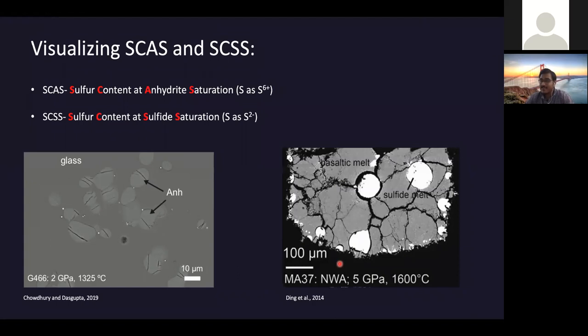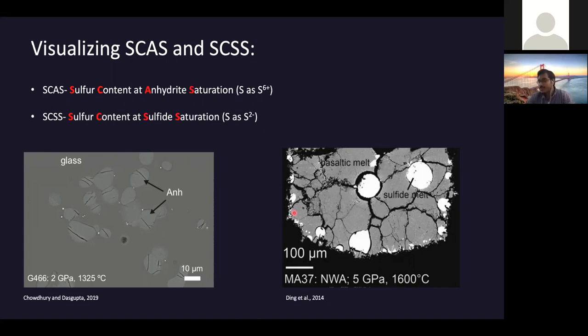SCAS is sulfur content at anhydrite saturation. If we look at the figure on the left, it's from one of my experiments. Glass, which is the melt, has anhydrite as a phase in it. When this kind of situation arises, this is called SCAS. The maximum amount of sulfur a melt can carry if anhydrite is present as a phase is known as sulfur content at anhydrite saturation, or SCAS.